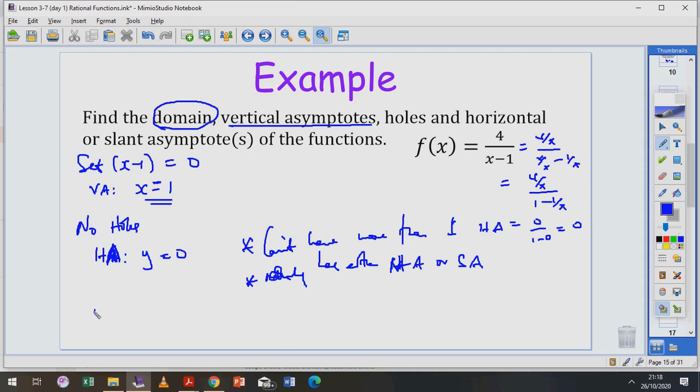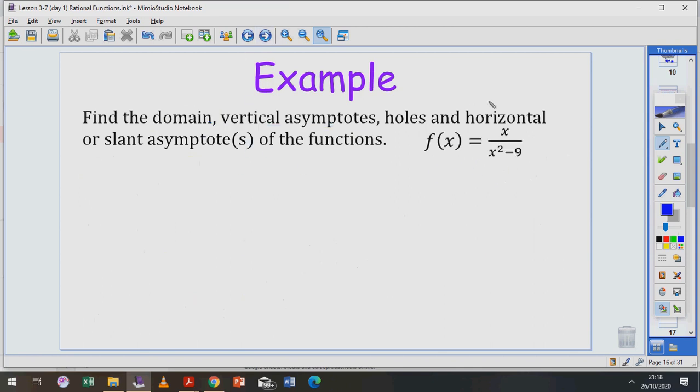So the domain of this function is going to be all real numbers except the vertical asymptote. Since the vertical asymptote is 1, it's going to be negative infinity to 1, union 1 to positive infinity. So it's going to be all real numbers except the vertical asymptotes or the holes.